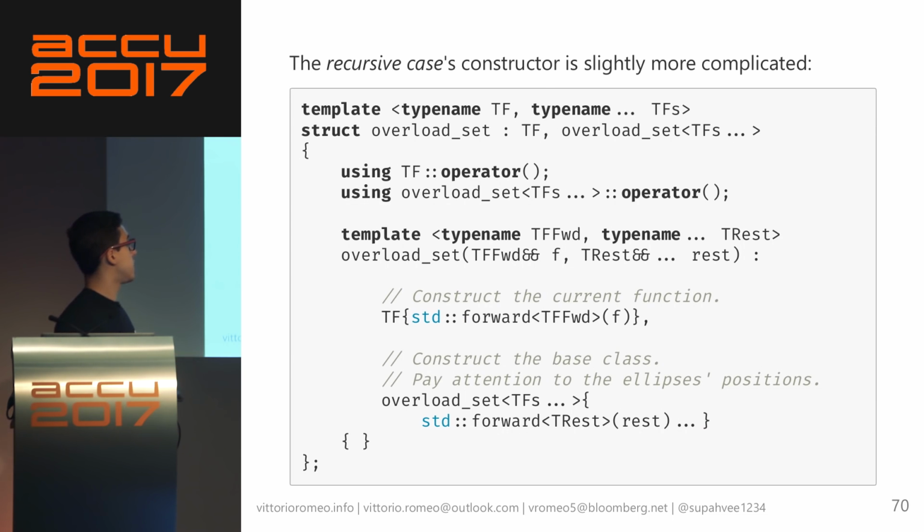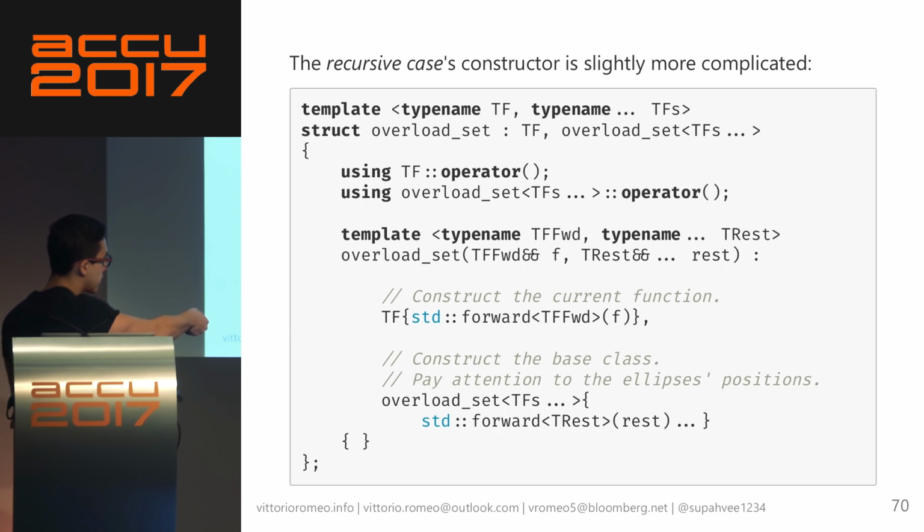For the recursive case, it's slightly more complicated, but it's not that hard to understand. What we're doing is still initializing the first one, which is the one that we matched here in the first template argument, by forwarding the first function object. Then we're going to take a bunch of other function objects via variadic template here, still a forwarding reference. And then what we want to do is construct the base class with all of those function objects.